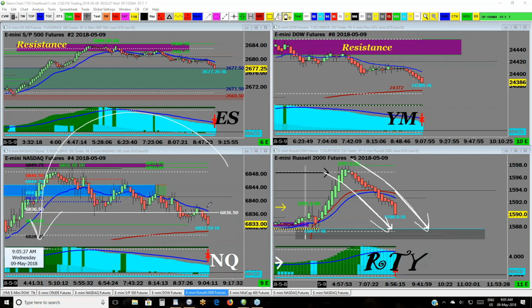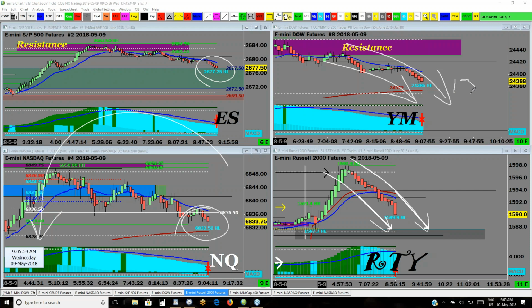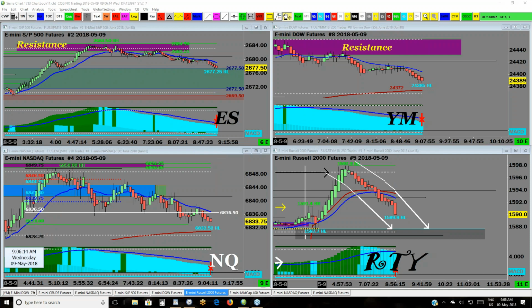Okay, NQ getting to the first target, 68.33. ES also got 26.77.5. YM a little bit closer here to target, 72. So we're about 13 ticks away, $65 there. And RTY still grinding away to the downside. And it's now 6 minutes after 9 o'clock.